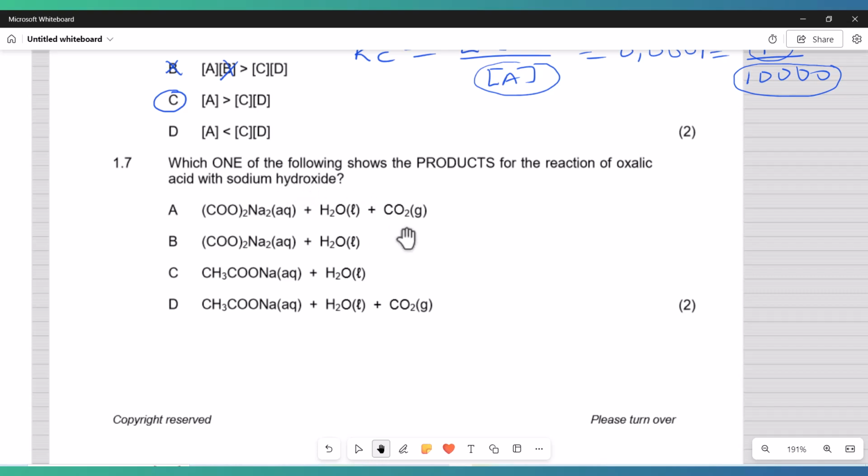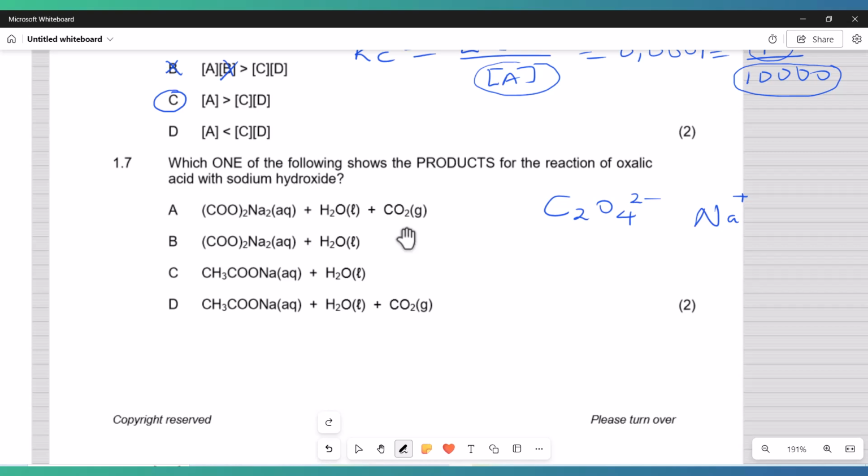Now, the oxalate ions look like this: C2O4 with a 2 minus. That's the oxalate ion. Because we are adding sodium hydroxide, it combines with the sodium ions, which are positive 1. If you check here, this is one positive sodium ion, and because of being 1, I need 2 of the sodium ions to balance the negative 2 on the oxalate ion.